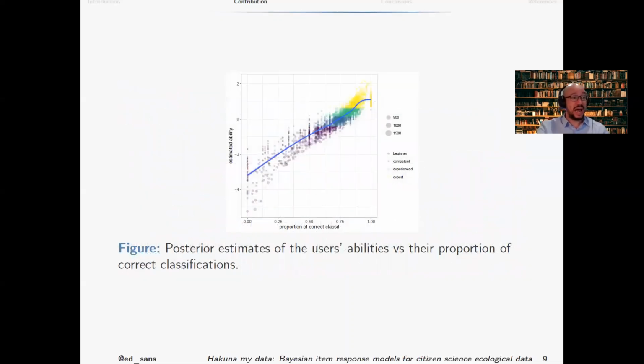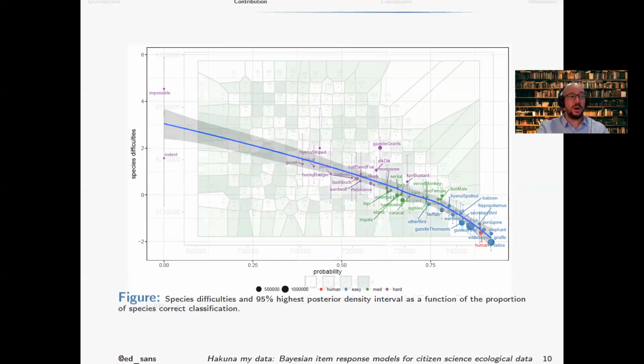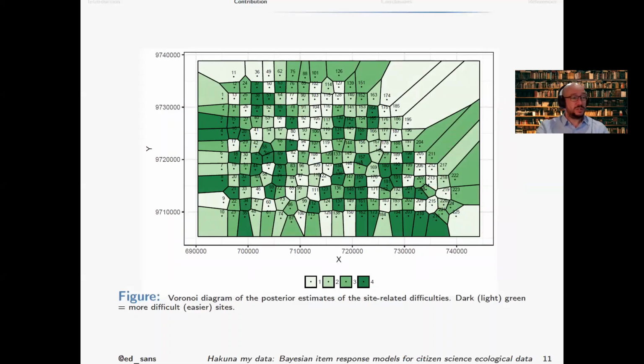The approach allows subjects to be clustered according to their abilities, identifying the best contributors and detecting careless citizens. It also allows identification of the most difficult species to classify. This helps produce better training for the citizens. The model also produces meaningful measures such as site-related difficulties, which might indicate, for example, camera-related problems.